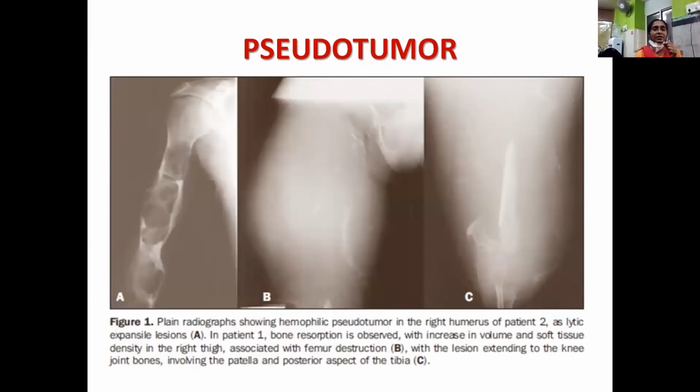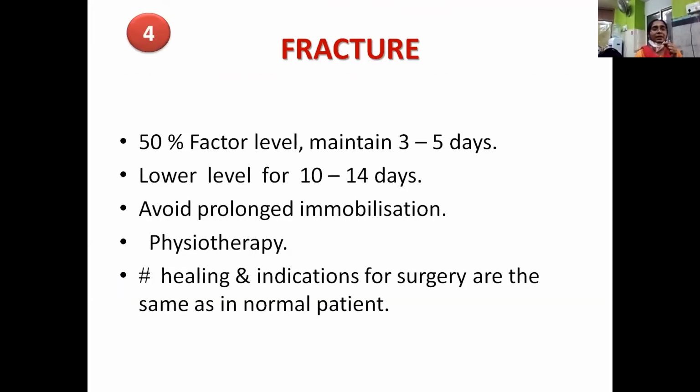So this is the picture of an X-ray showing a pseudotumor. You can see that the whole bone is disrupted. Now, the next important complication is fracture. Many of these patients can sustain fracture following trauma and come to our casualty. What we should take care is that we should maintain at least 50% factor level, and this should be maintained for 3 to 5 days. And depending upon the hemostasis, you should maintain a lower factor level for the subsequent 10 to 14 days, and surgery if needed, and proceed with physiotherapy.